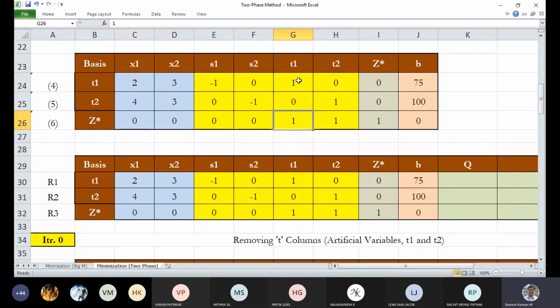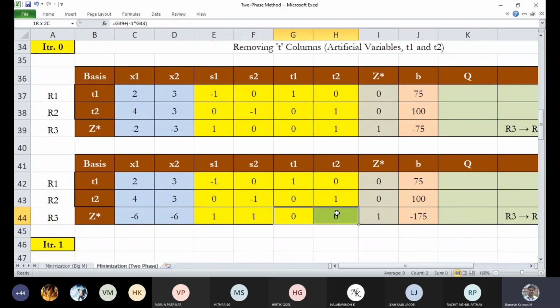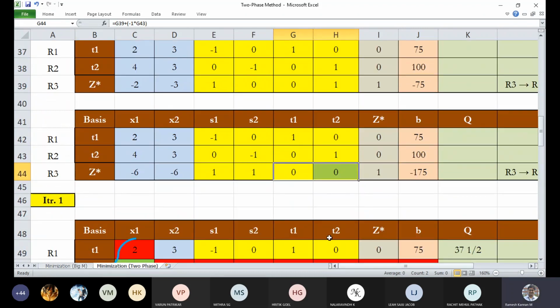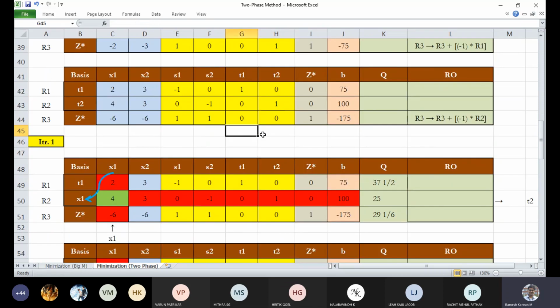When you add negative 1 with row 1, negative 1 into 1 becomes negative 1, plus 1 becomes 0. It's the same as what we did for the big M method. So we have removed those two ones by performing elementary row operations. Let's zoom out. So row 3 becomes row 3 plus minus 1 into row 1 plus minus 1 into row 2. This will become zeros, right? So next the iteration starts.